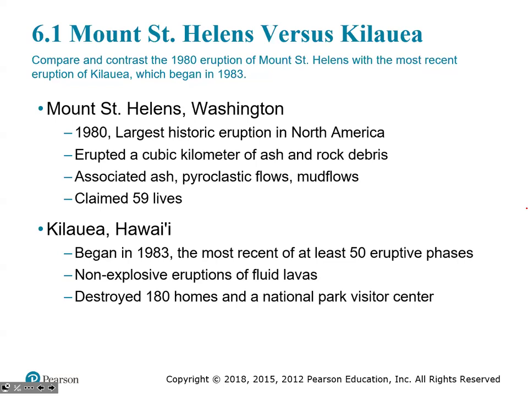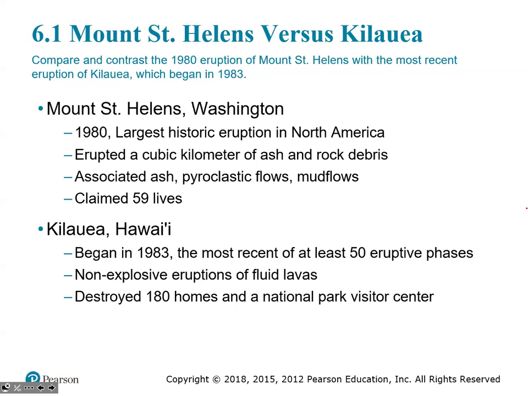It erupted a cubic kilometer of ash and rock debris. It had associated ash, pyroclastic flows, and mud flows, and claimed a total of 59 lives. It basically blew the top off of the mountain. Well, actually, the side off of the mountain, but also a bit of the top, most of the top.